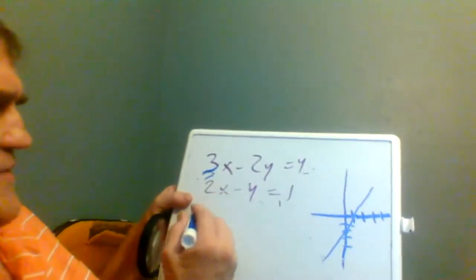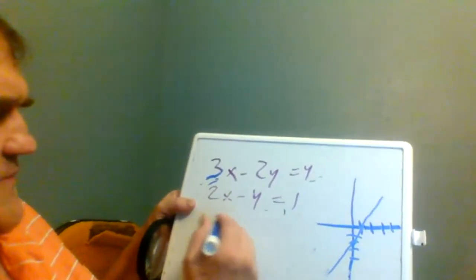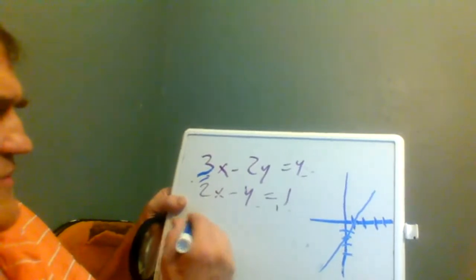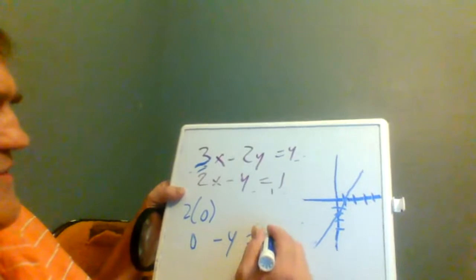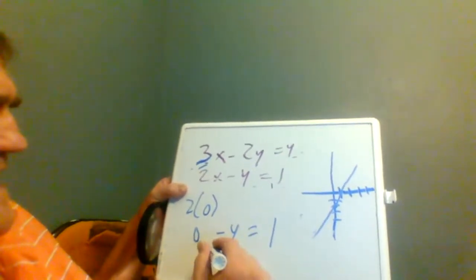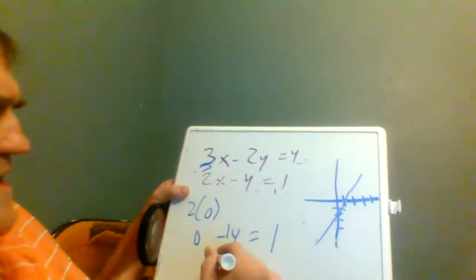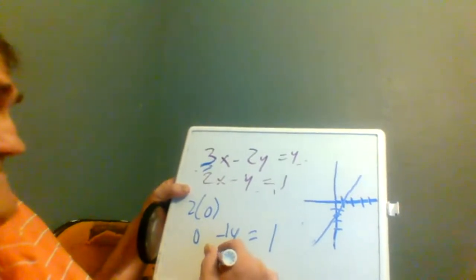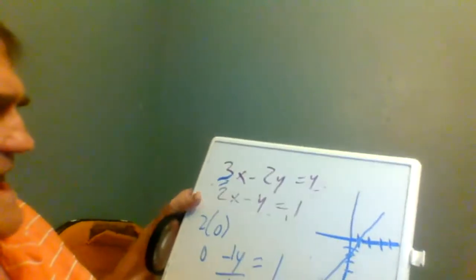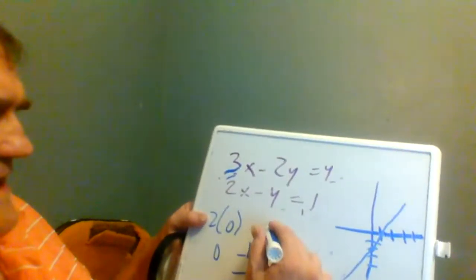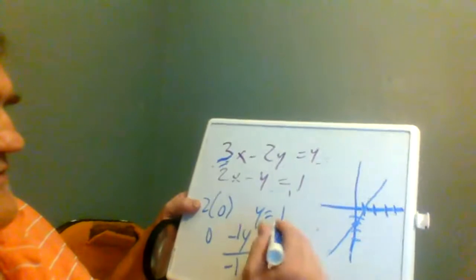What do we do with this one? Well, you're going to do the same type of thing. 2x minus y is 1. Let's make x 0, so 2 times 0 is going to be 0. Minus y is equal to 1. You're going to divide by negative 1, and we're going to have y is equal to negative 1. All right? So y is equal to negative 1.